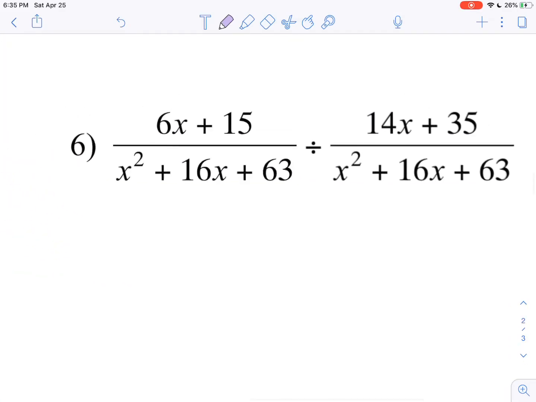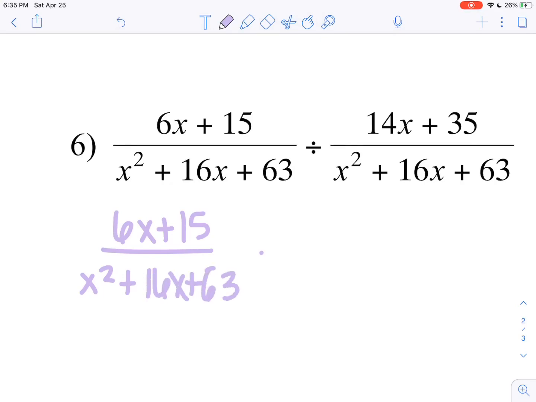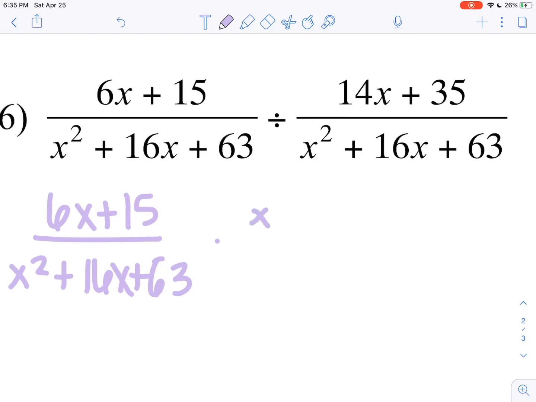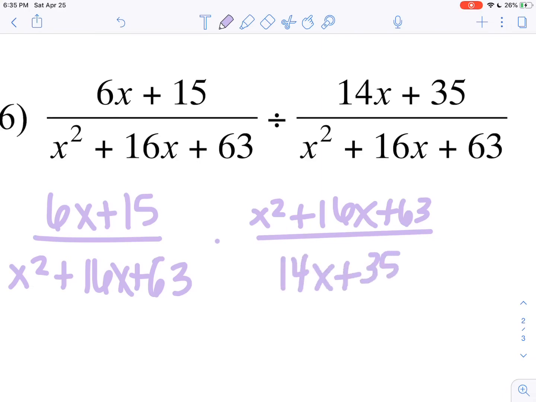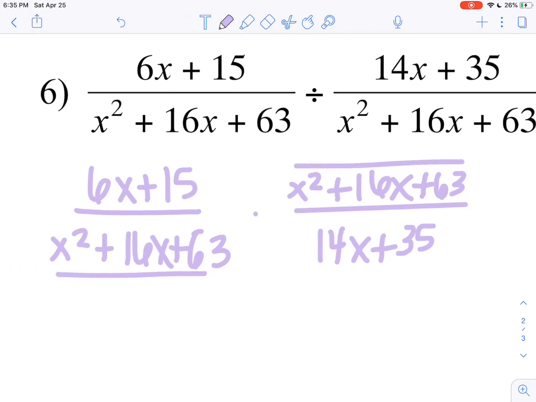Okay, same thing with number 6. So I'm going to keep this first fraction, change to multiplication, flip the second fraction. So I'm noticing that this denominator is the same as this numerator, so I'm not even going to factor that. I'm going to go ahead and cross those out right away. Okay, they're exactly the same. I could cross them out as a whole. I just can't cross out pieces of them.